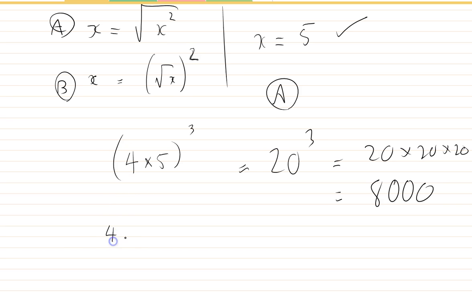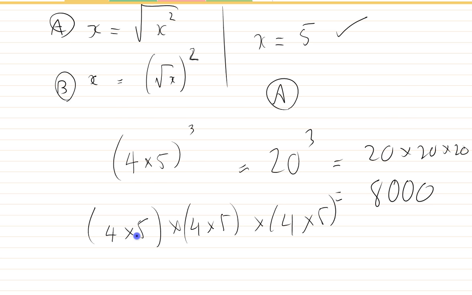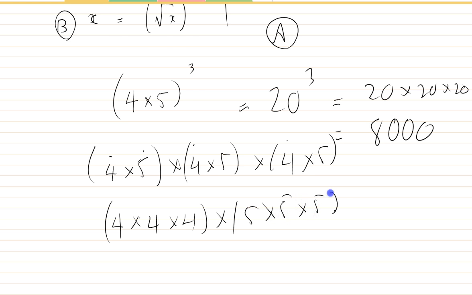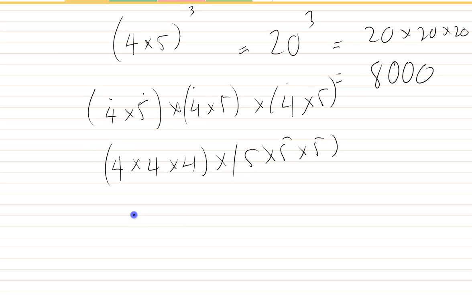Let me just write it out in a slightly different way. 4 times 5 times 4 times 5 times 4 times 5. There you go. So let's have a look at that. Well, what we've got there, we've got 4 times 4 times 4, because we've got that 4, and that 4. Put it in brackets because I feel like it. Times 5 times 5 times 5. Sweet. So what that's telling me is that 4 times 5 cubed equals 4 cubed times 5 cubed.